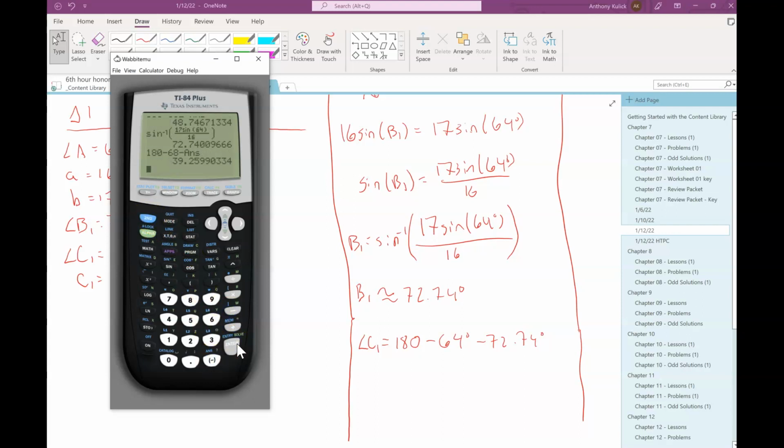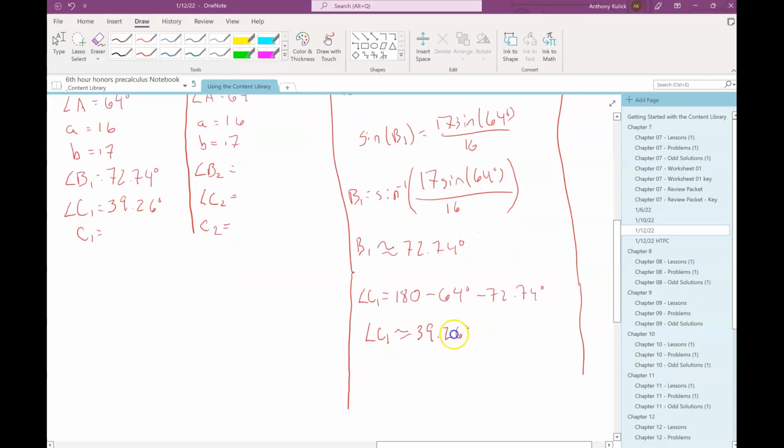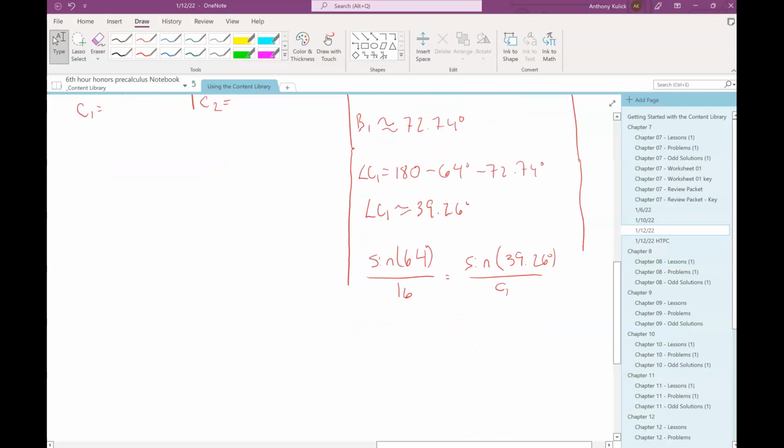So that gives me 39.26. And now that I know one of the 2 values for C, I can use the law of sines again to solve for side C1. So we'll cross multiply.